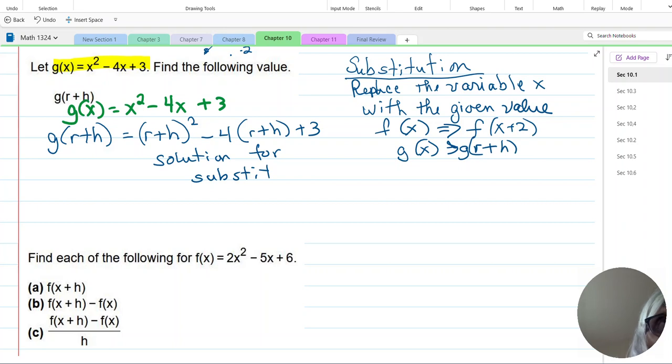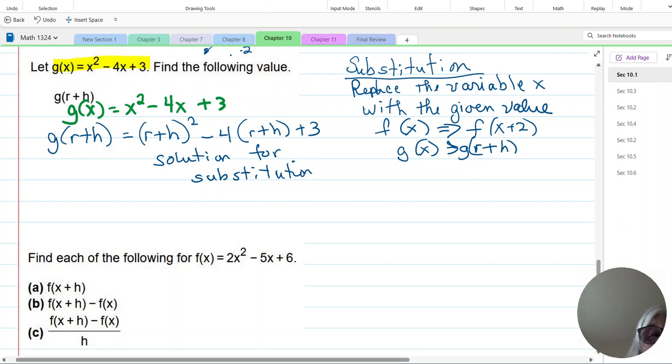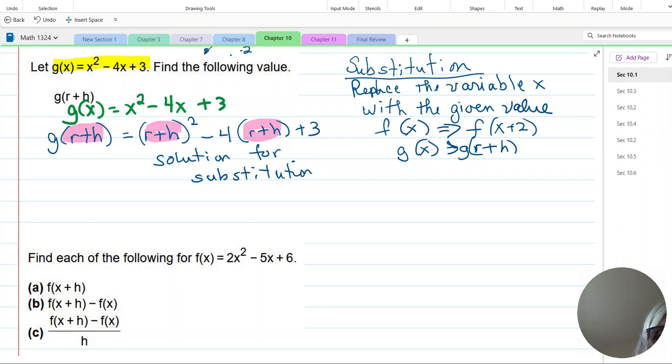That's for a future section. All right. Very easy to do. All you're doing is substituting r plus h everywhere x appears. That's what you did in the function for x. Only in 2 places, but you include the constant 3 to the mix.